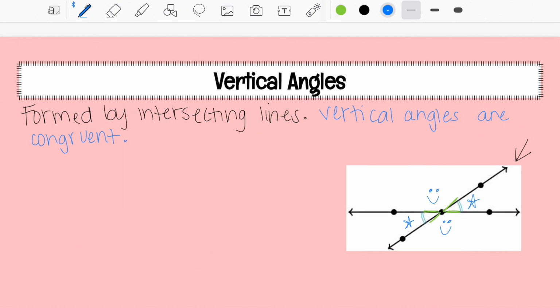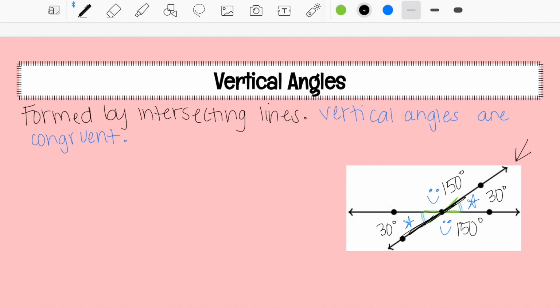And remember, congruent means exactly the same. So over here in our picture, if star is 30 degrees, then the other star also has to be 30 degrees. And using our knowledge of supplementary angles, remember, which are two angles that form a straight line and will add up to 180 degrees, I know that smiley face has to be 150 degrees because these form a straight line. Well, since smiley face and the other smiley face are also vertical angles, this will also be 150 degrees.